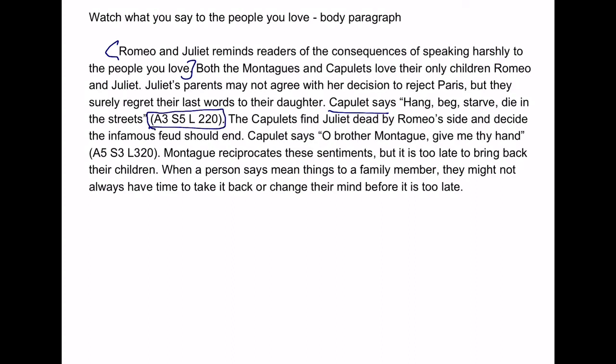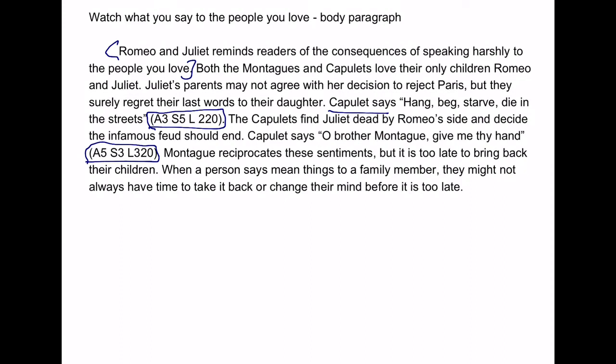That quote came from Act 3, Scene 5, line 220. I go on to explain. I said the Capulets find Juliet dead by Romeo's side and decide the infamous feud should end. Capulet says, O brother Montague, give me thy hand, and here's where it's from. Montague reciprocates these sentiments, but it is too late to bring back their children.